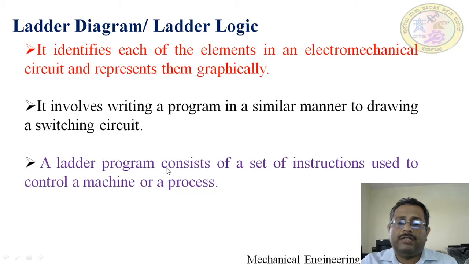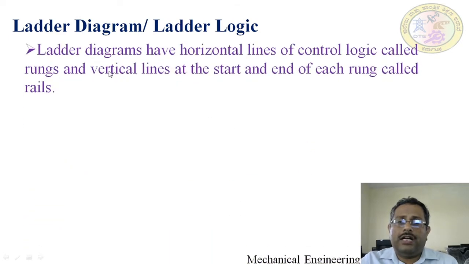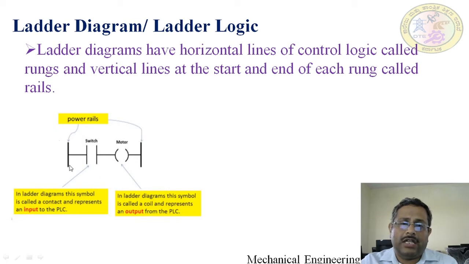And a ladder diagram consists of a set of instructions used to control a machine or a process. And in a ladder diagram you have 2 vertical lines that are called rails, and these 2 vertical lines are joined by horizontal lines that are called rungs. The ladder diagrams have horizontal lines of control logic called rungs and vertical lines at the start and end of each rung called rails. This is the ladder logic. Here these 2 vertical lines are the power rails. These 2 power rails are connected using a horizontal line that is a rung.